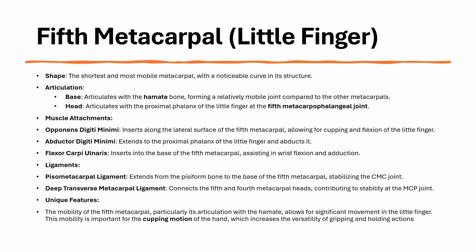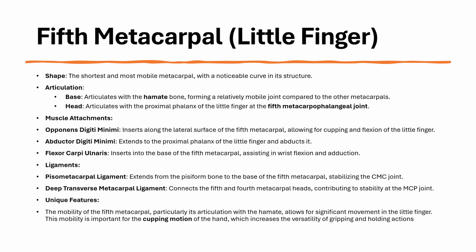The muscle attachments: opponens digiti minimi, abductor digiti minimi, and flexor carpi ulnaris, which is a major muscle attaching on it. The opponens digiti minimi inserts along the lateral surface of the fifth metacarpal and allows for cupping and flexion of the little finger. The abductor digiti minimi extends to the proximal phalanx of the little finger and helps in abducting it. The flexor carpi ulnaris inserts into the base of the fifth metacarpal, assisting in wrist flexion and adduction.